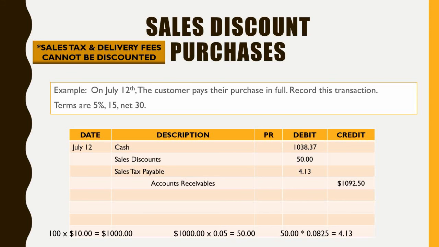So this is how we're going to calculate it. We figure out the discount can only be on the original selling price. It cannot be on freight, shipping, delivery charges, or even tax. Okay? And because we're refunding $50 of it, we need to calculate the sales tax based on it. And of course, how much does he originally owe me? He originally owes me $1,092.50. However, I'm discounting him. So that means this person is going to give me a total of $1,038.37.